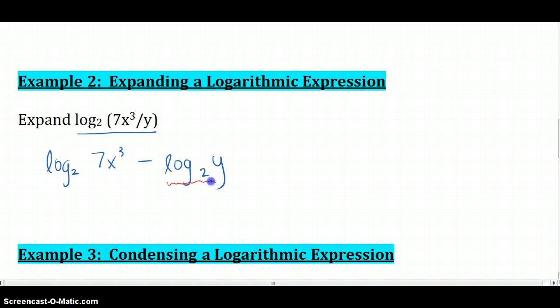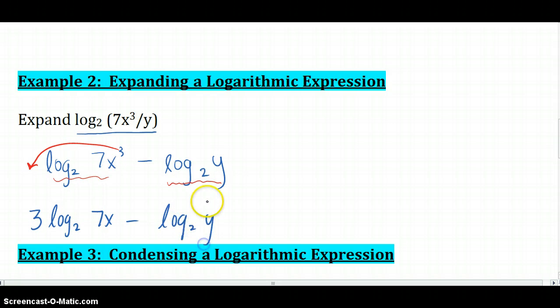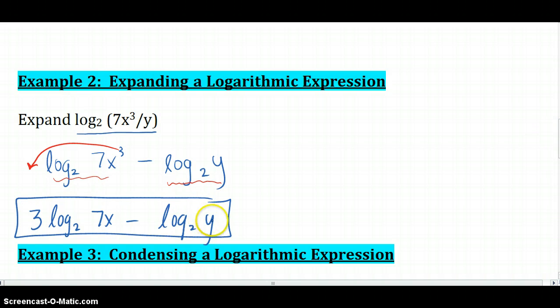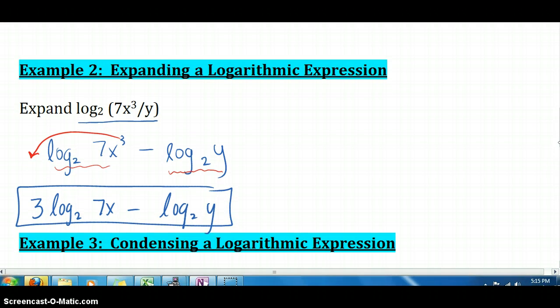Well, this one we can't expand any further, but the first one has an exponent, and using the power rule we can bring this exponent down in front. So our final answer would be 3 log base 2 of 7x minus log base 2 of y. This would be our final answer. So this is fully expanded.